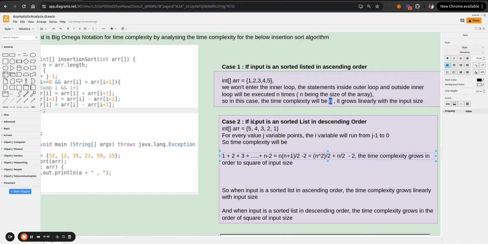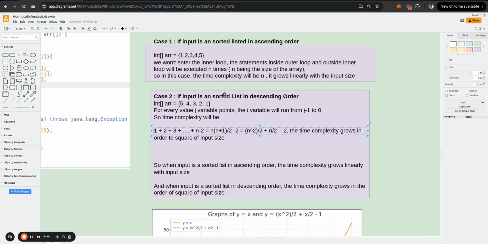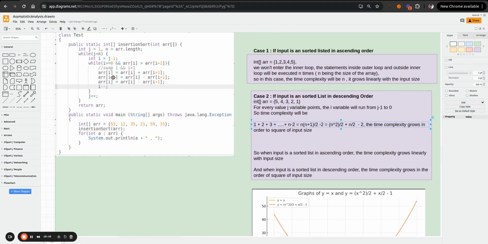Case 2 is that the input is already a sorted array in descending order. Assume this is the input array: 5, 4, 3, 2, 1. In this case, for any pair of consecutive elements, every time the left side value is greater than the right side value. So for all the values the outer loop j can point to, the left side value will be greater than the right side value, and then we'll be entering this.